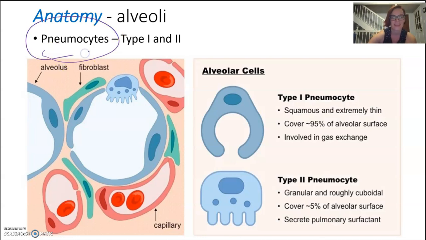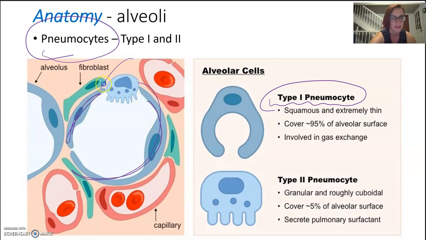And pneumocytes, if anything, is pneumo, it's related to the lungs, and cyte is a type of cell. We have 2 types of pneumocytes, type 1, type 2, very imaginative naming here, right? So the epithelial wall is mainly made of type 1 pneumocytes, and these are the ones that are actually just here. The type 2 ones are these ones that are shown. They look slightly different. They look a little bit skull-shaped here.